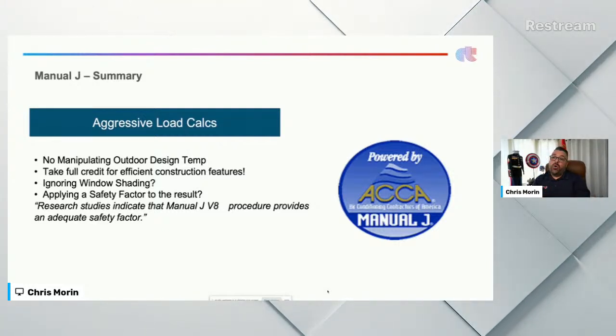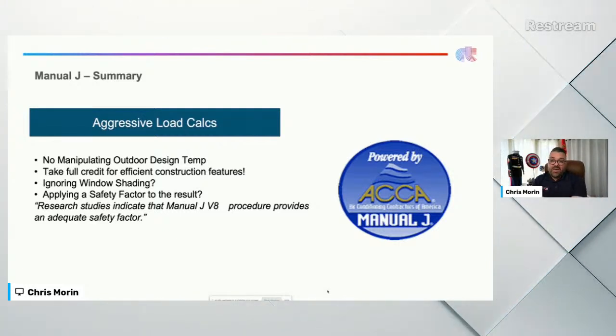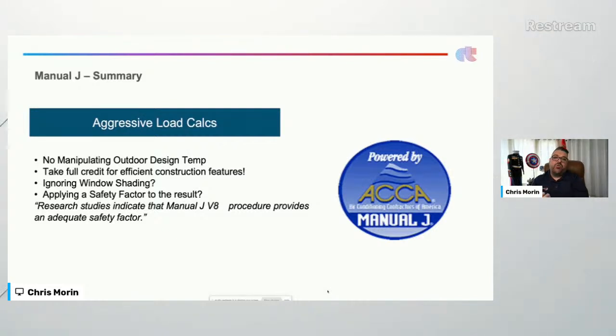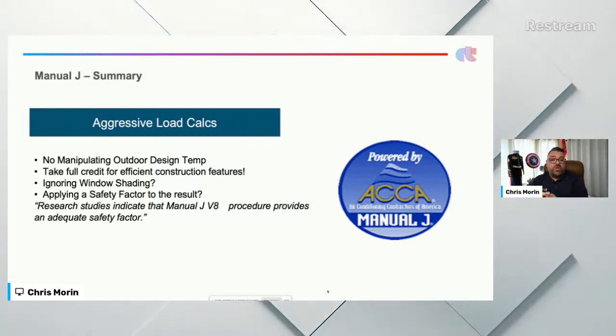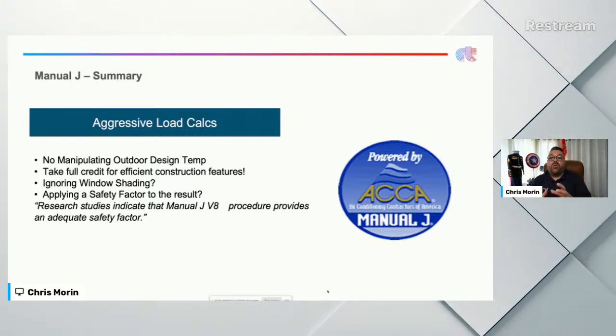And then, of course, don't apply any additional safety factor to the results. And this is a quote right from Hank Rakowski, who wrote Manual J. I was fortunate to be taught by him almost 15 years ago now. He said that research studies indicate that Manual J version 8 procedure provides an adequate safety factor.